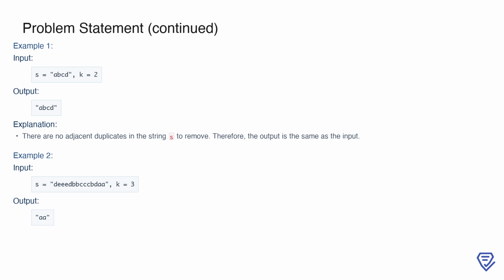In the first example, the input string is s equals "abcd" and k equals 2. Since there are no adjacent duplicates in this string, there are no groups of size k to remove. As a result, the output remains the same as the input, which is "abcd". This demonstrates a case where no removals are necessary, and the string remains unchanged.